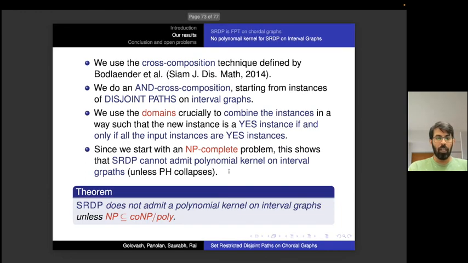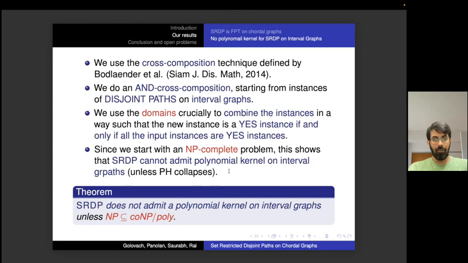So this is the final theorem that we show, that SRDP does not admit a polynomial kernel on interval graphs unless NP is a subset of coNP/poly. So this is the more technical thing that is proved, and this implies that the PH collapses. It is already known that this implies collapse of PH. So this way we show that SRDP does not admit a polynomial kernel on chordal graphs as well, because chordal graphs are a superclass of interval graphs. So we settled the parameterized complexity of SRDP on chordal graphs.